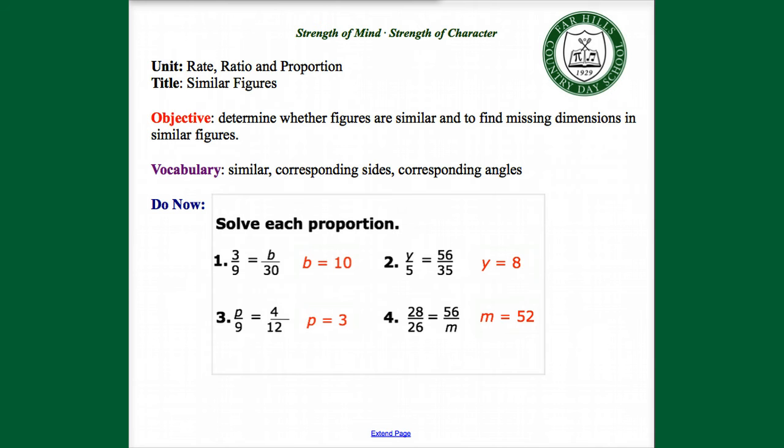Well done. Don't forget, because this is an equal sign, we're not multiplying across. We do not multiply across from 3 to b. We multiply by diagonally multiplying because cross products are equal.